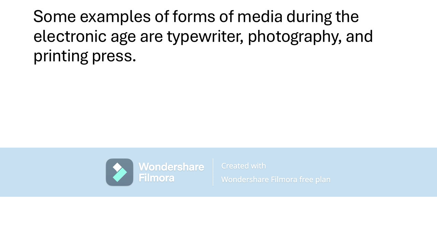The first one. Some examples of formal media during the electronic age are typewriter, photography, and printing press. The answer is false. Now, instead of having electronic age, it should be industrial age because these things are part of the industrial age.